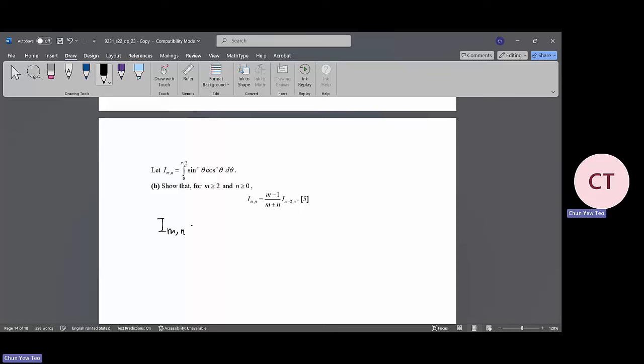So the trick is like this. Integrate 0 to pi over 2 sine m minus 1 theta sine theta cos n theta d theta. So first of all, we borrow sine theta out from the sine power m. So this one we want to integrate. This one we want to integrate. Okay, that means this one we want to differentiate.